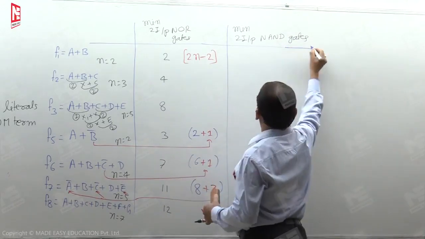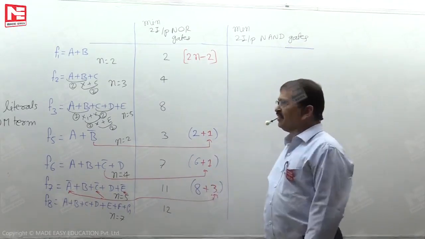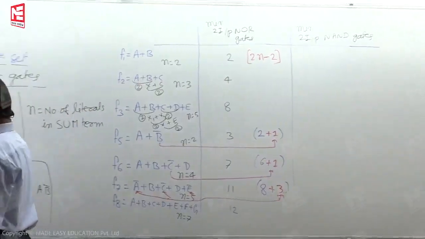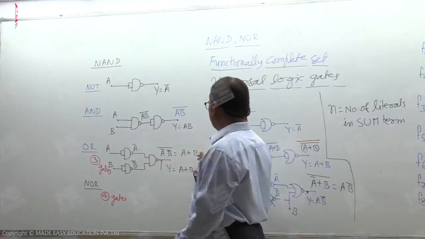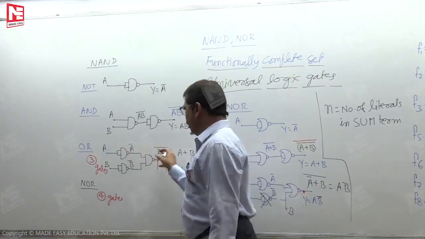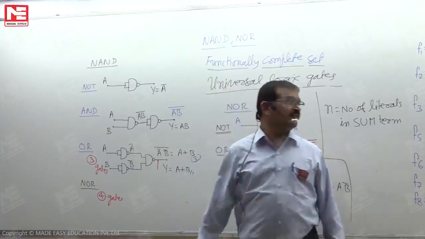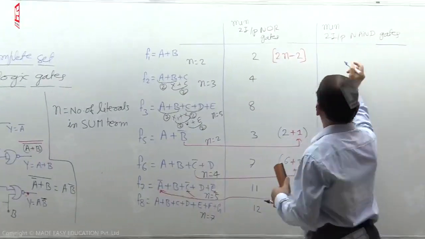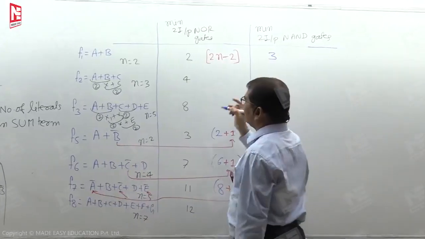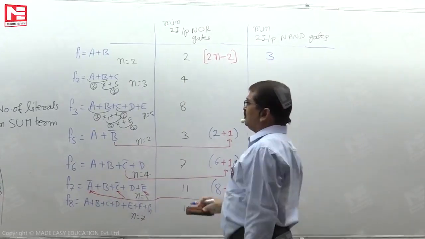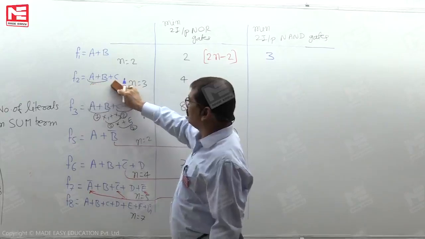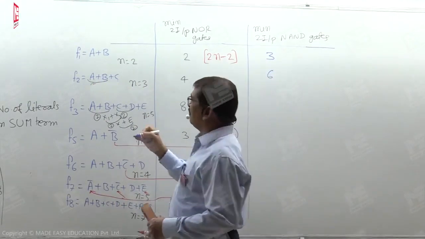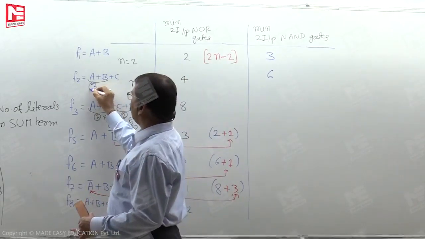The minimum number of 2 input NAND gates, if you see, for A or B operation, we know we need 3 gates. It's the one mentioned there. So we need 3 gates here. For A or B or C, definitely the answer is 6, because for A or B operation we need 3.